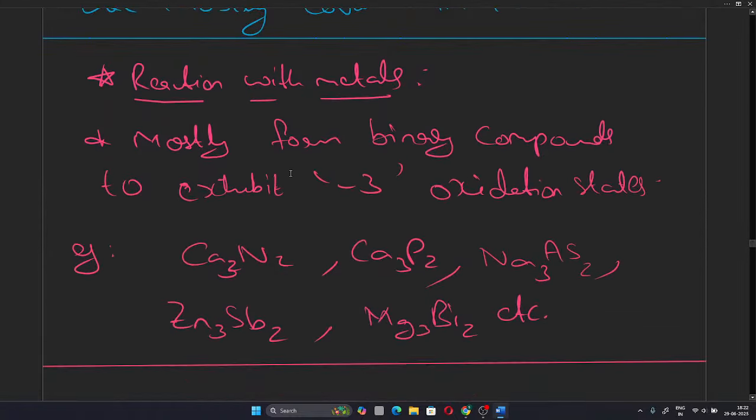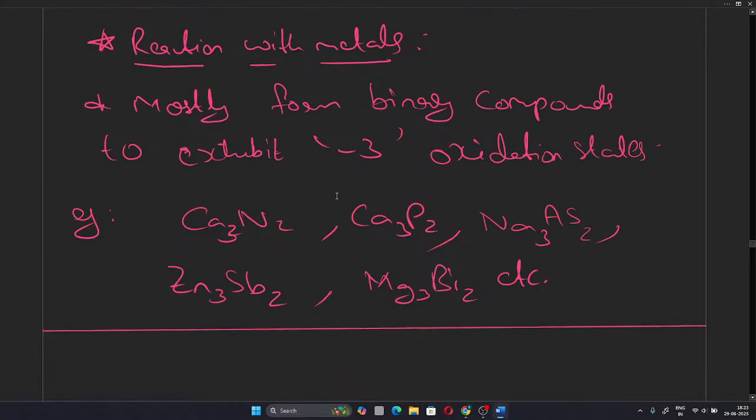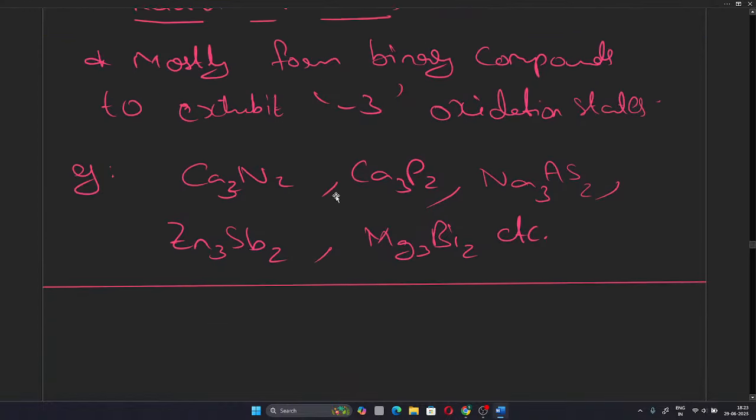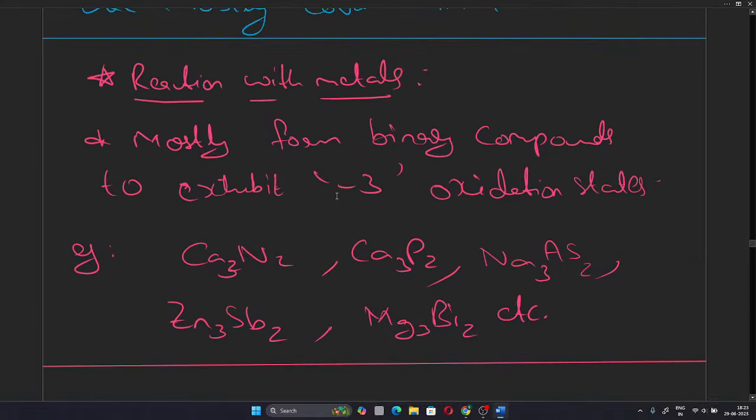Reaction with metals mostly forms binary compounds exhibiting -3 oxidation state. Examples: Ca3N2, Ca3P2, etc.